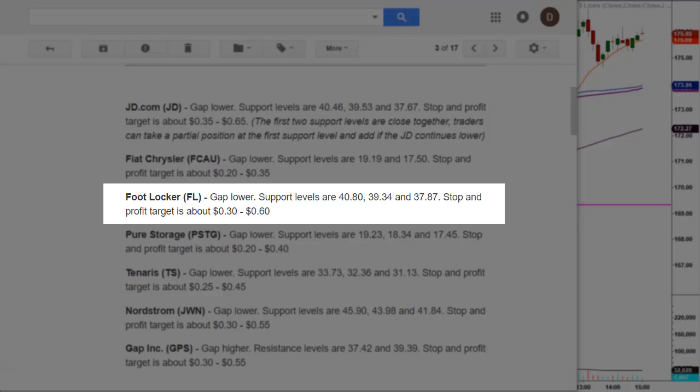Gap lower, support levels are $40.80, $39.34, and $37.87. Keep your eye on the $40.80 level. I'm going to discuss that in detail when we take a look at Foot Locker. Stop and profit target is about 30 to 60 cents. These are minimum profit targets. This one turned out to be a base hit, but there was also a home run trade on the board.